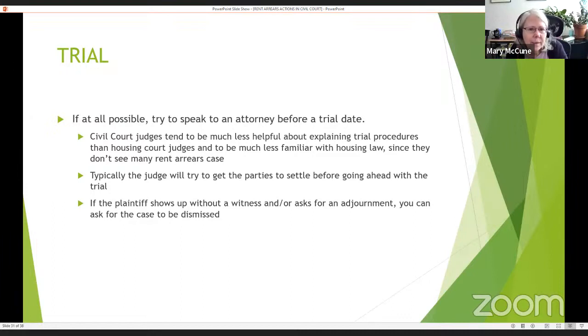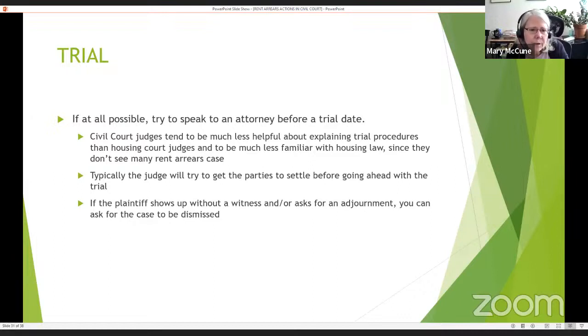The other problem is, aside from the fact that civil court judges are less likely to intervene because they don't want to seem like they're more on your side than on the landlord's side, they also have much less familiarity with housing law because the rent arrears cases, though there are more and more of them being filed, are still pretty uncommon. So you may know more about housing law than the judge who's going to try your case. And I'm not exaggerating. That could well be the case.